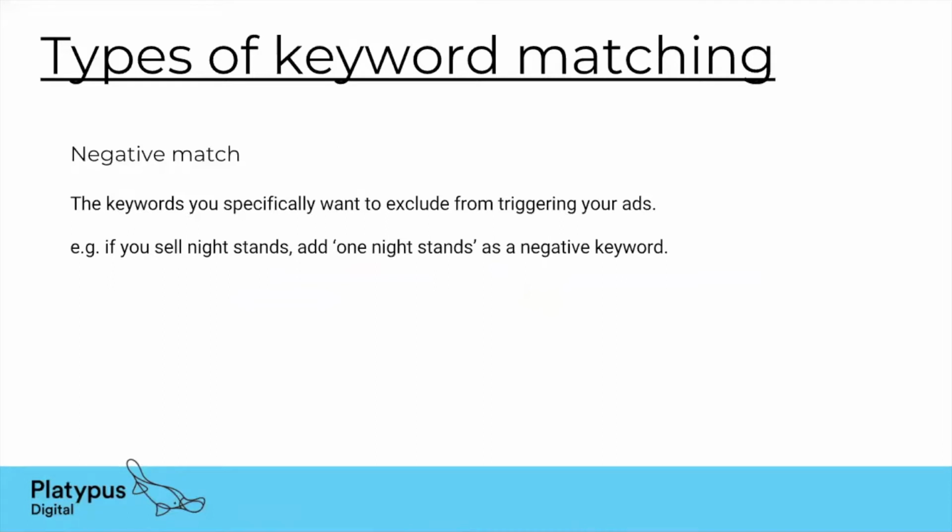So negative match is an interesting one. These are the keywords that you actually don't want to appear for. So you're going to list types of keywords that you really don't want your ads to appear for. The classic example of this is if you sell furniture or lighting and you actually sell nightstands, then a really important negative keyword you're going to want to include is one night stands. Obviously, that's something really, really different. And if people are searching for that term, they're not really interested in buying a light.